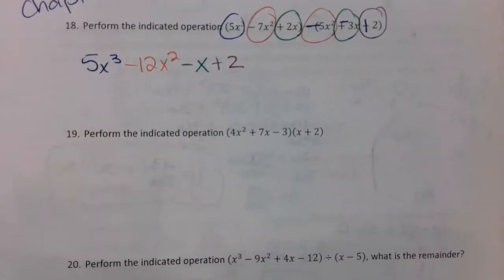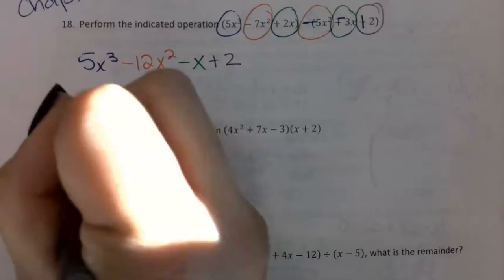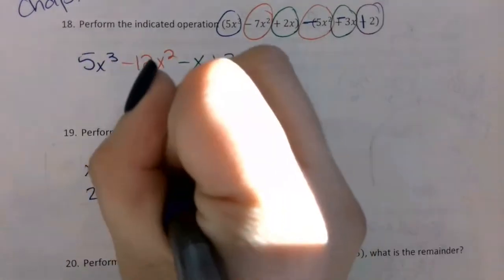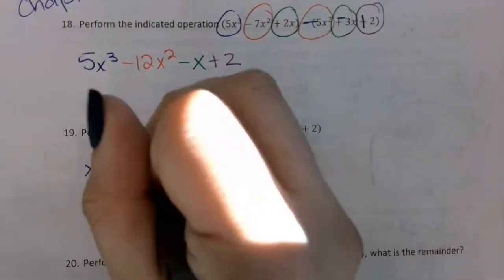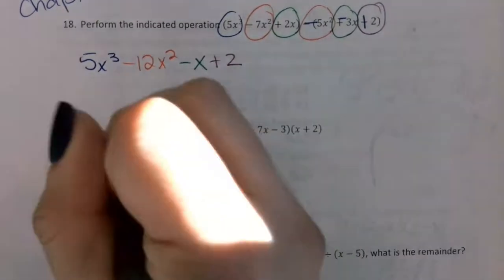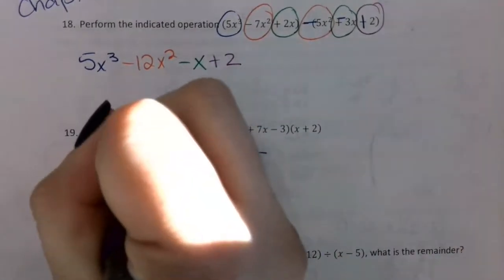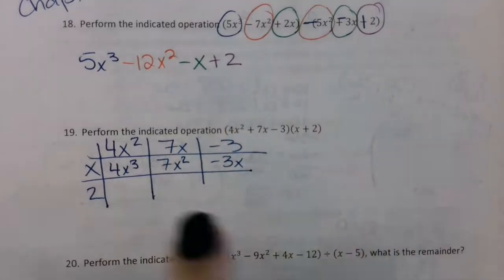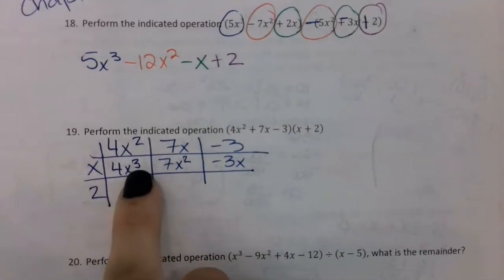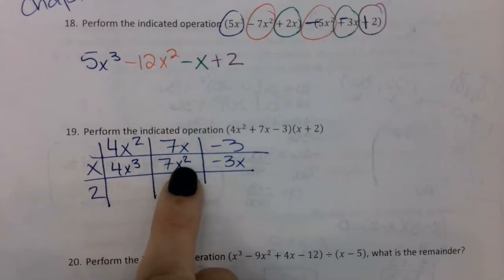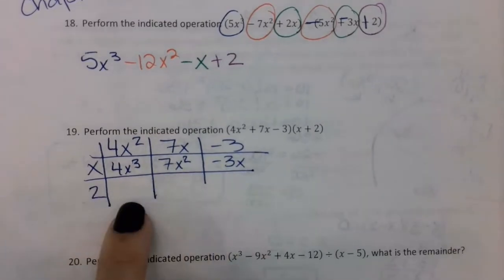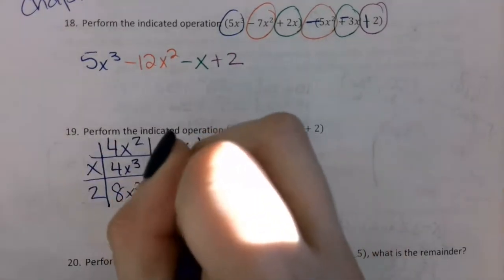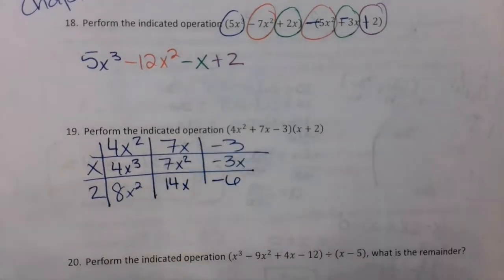Number 19 wants me to multiply the two polynomials. I'm going to use the box method. I could distribute 4x squared, 7x, negative 3. Okay. Then I have 4x cubed, 7x squared, minus 3x. I'm taking the top row and multiplying by the side. So in the first one, I had 4x squared times x. This one I had 7x times x and negative 3 times x. Over here, I'm going to have 4x squared times 2, which gives me 8x squared. 2 times 7x, which gives me 14x. 2 times negative 3, which gives me negative 6.